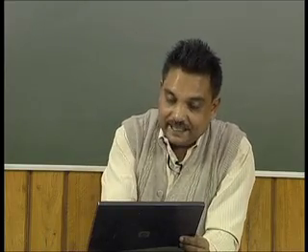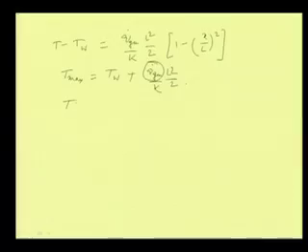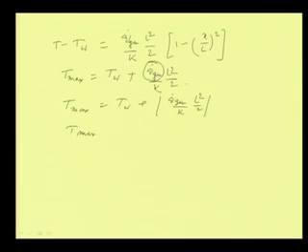So, we can say in a much more effective way that T max is equal to T w plus mod of q dot gen by k into L square by 2, whereas T minimum will be T w minus mod of q dot gen by k into L square by 2. So, that gives a fair idea about how the profile will be.